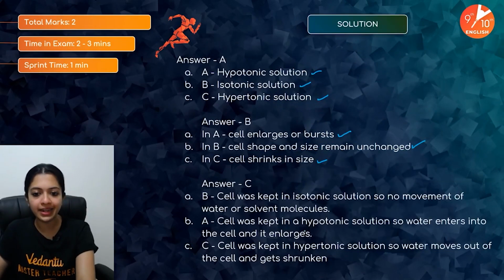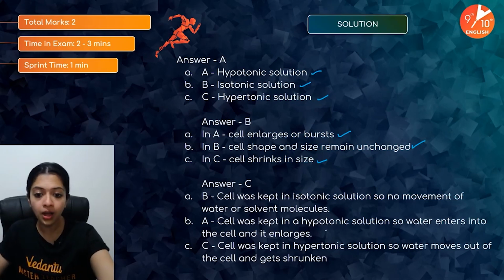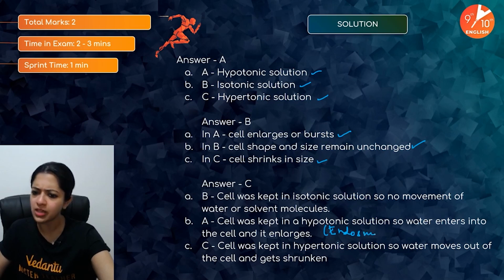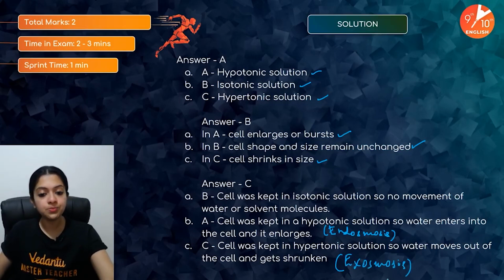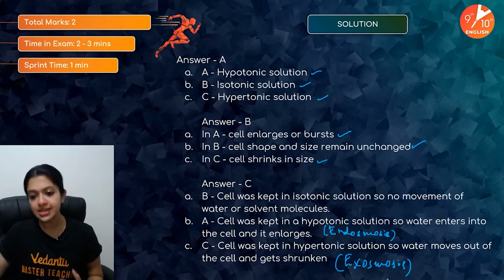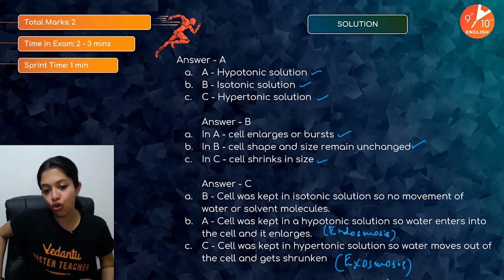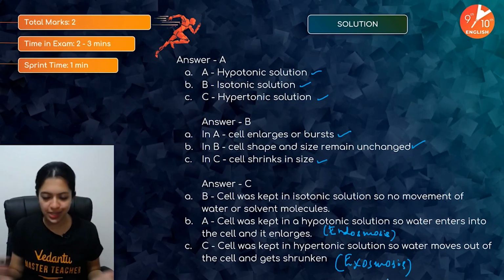Here you can actually write it would be endosmosis, right? Endosmosis. I think it wouldn't harm to mention that term over there. In this case, it would be exosmosis because water is moving out of the cell, right? So this is the reason for each of the changes that you would see.